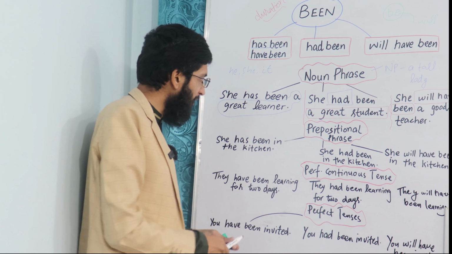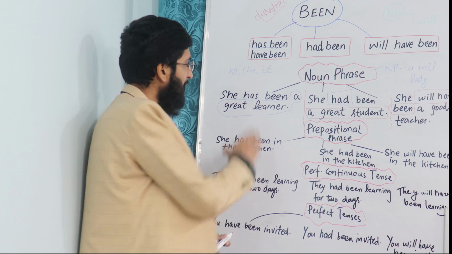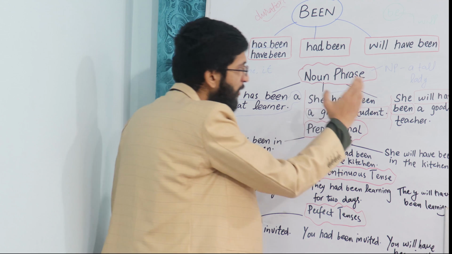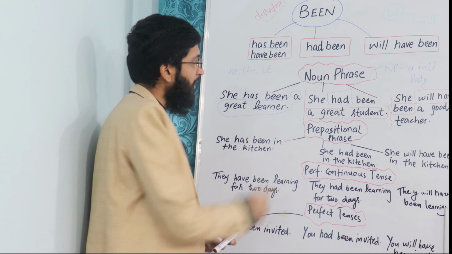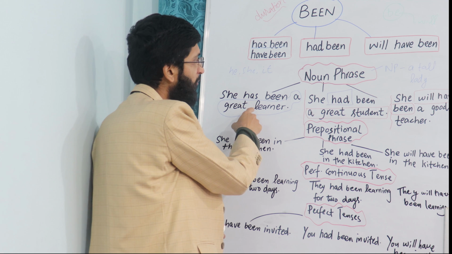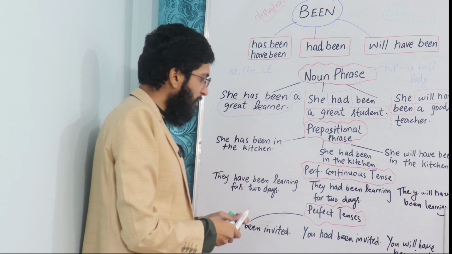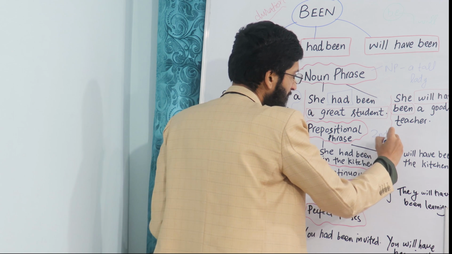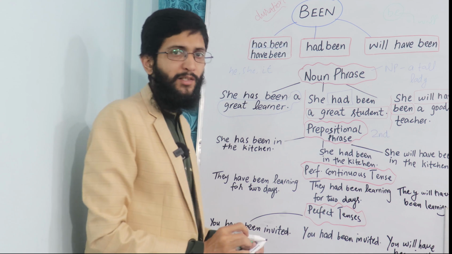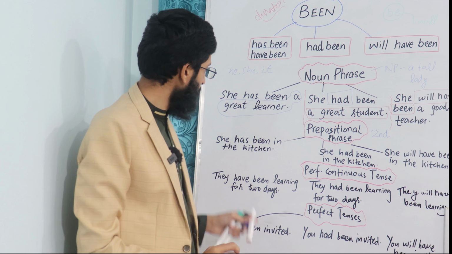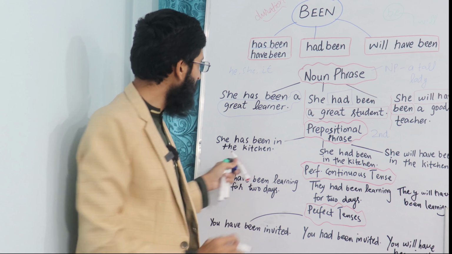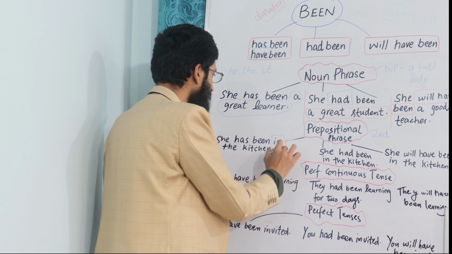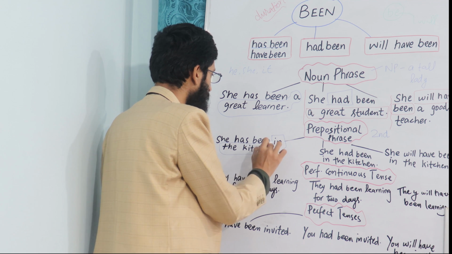Tense, you can categorize it in 3 tenses: has been, had been, or will have been for future, had been for past, and has been, have been for present. The second structure we can use with this been is a prepositional phrase. That means an adverbial. She has been in the kitchen. In the kitchen is the whole prepositional phrase.